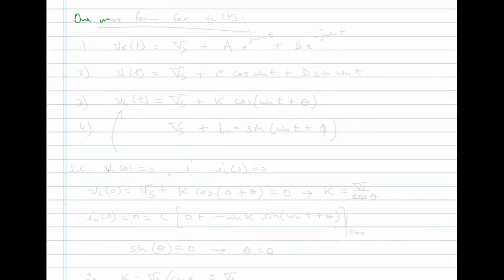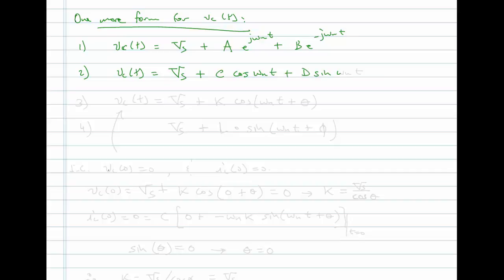All right, I want to do one more thing. One more form for Vc of t. Since we're on a roll here anyway, we tried Vc of t, for the complete solution, as Vs plus a e to the j omega n t plus b e to the minus j omega n t. We then tried Vc of t is equal to Vs plus c cosine omega n t plus d sine omega n t, and that worked. And now I want to try one last form. What if we did this?